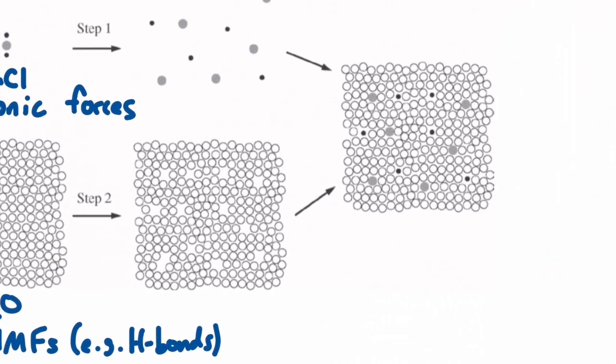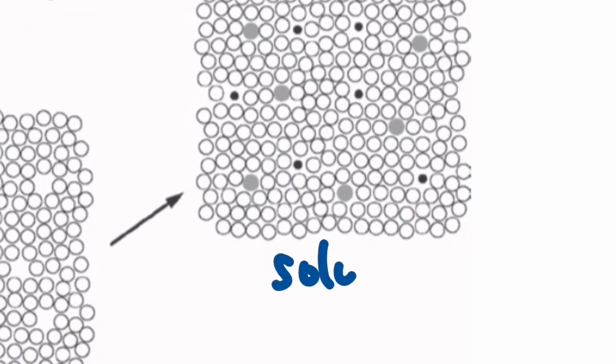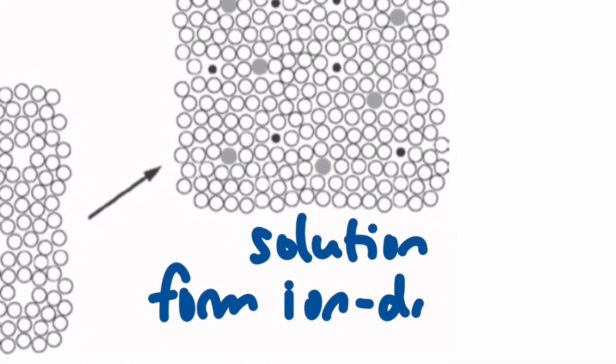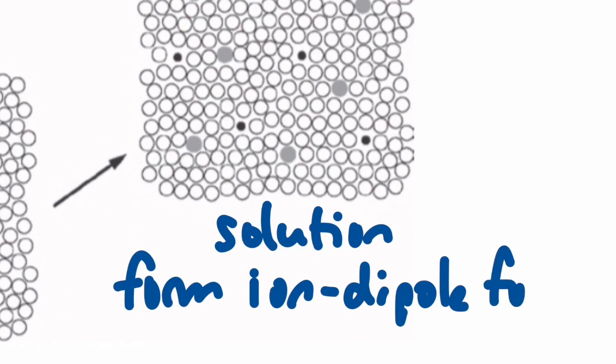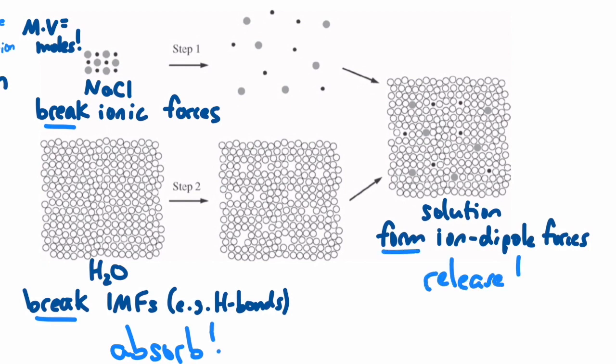And then when the solution actually forms, you're forming new interactions between the solute particles and the solvent molecules around it. That's called solvating. So in this solution, we form, a good term to know is ion dipole forces. That's what happens when an ionic solid surrounds itself with water molecules. So we broke things and we formed things, and what you should know is that every time you break, that's absorbing energy. And every time you form, that's releasing energy, just like for a chemical reaction.